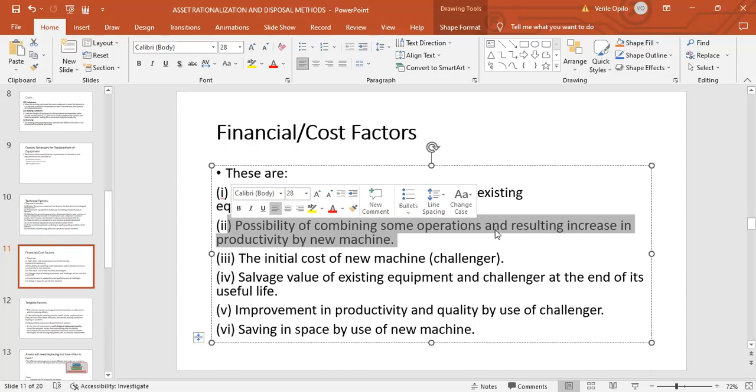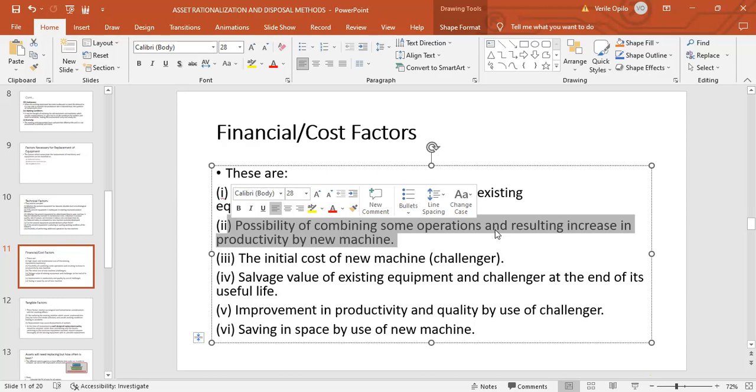So in that case, if there's that possibility, then it means that you'll be able to reduce your cost in the long run, because now you're combining some stages of the operation into one. You require fewer employees to do that, and yet the productivity is going to be high. So in that case, you can consider replacing the asset with a new one.